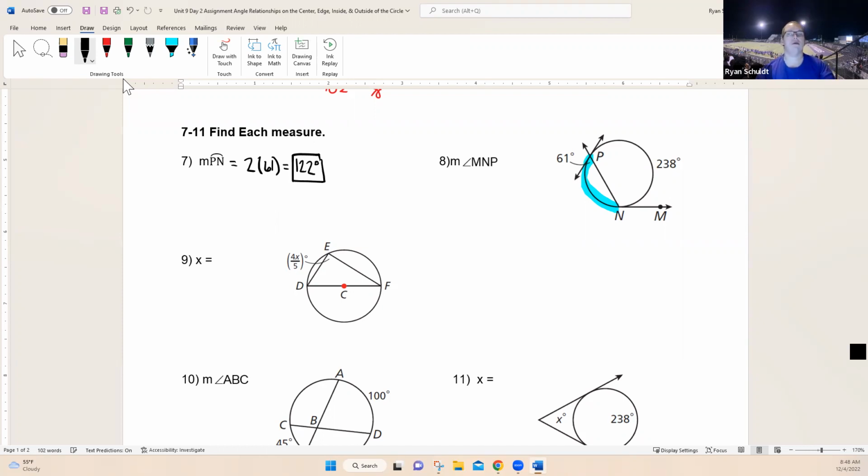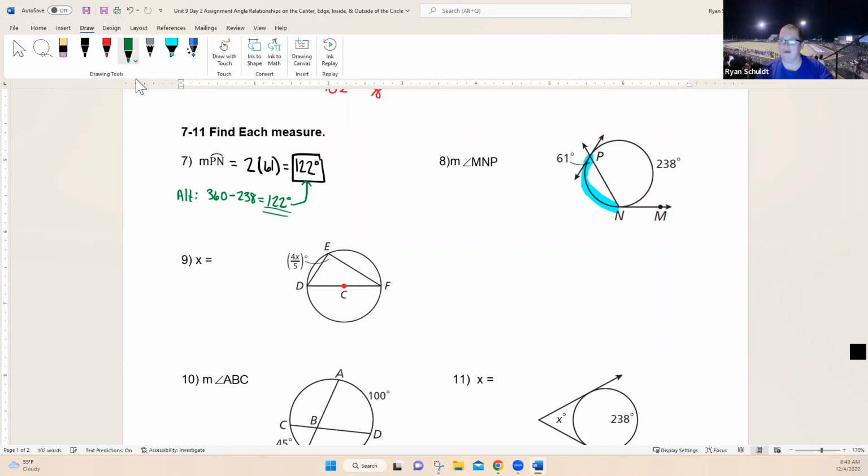Now, here's another way you could have worked that. You could have realized that the major arc from P to N is 238. So you alternatively could have done 360 minus 238. And that would have also gotten you 122, which is the same as we got that way. So two different ways to work that problem. They both got you 122. Ain't she special?